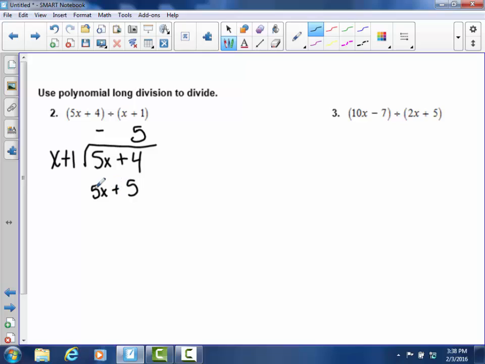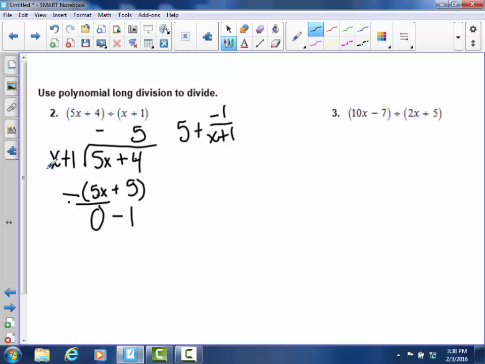Okay, so now this is the tricky part. You have to remember you're subtracting the whole thing. So 5x take away 5x is 0. 4 take away 5 is negative 1. Okay, now we don't have anything out here, and unlike with long division that you've done before, we can't put decimals. So the way we write our answer is, because we have a remainder, we would write 5 plus negative 1 over x plus 1.